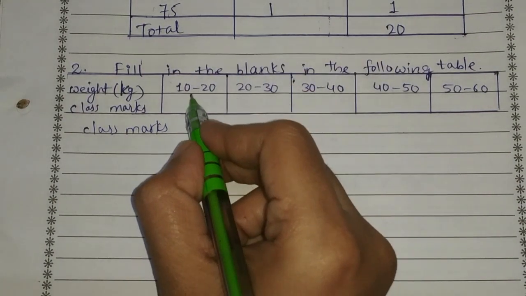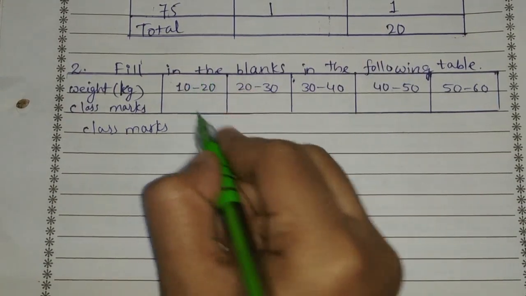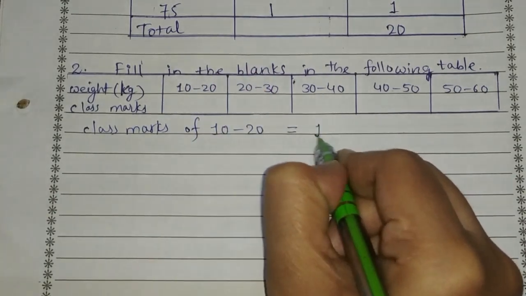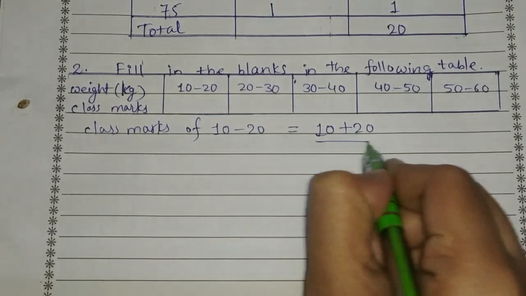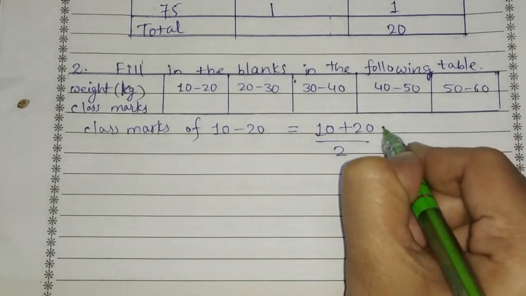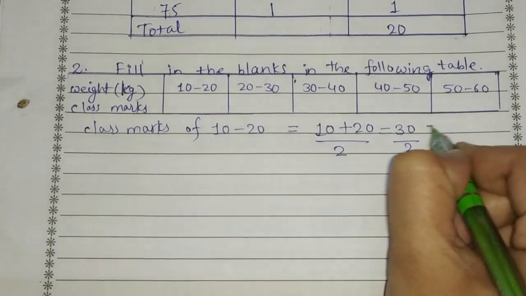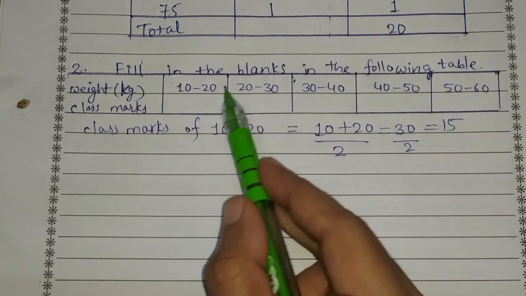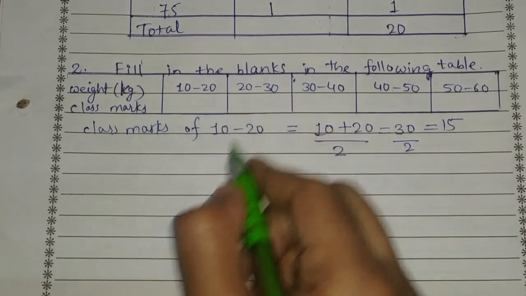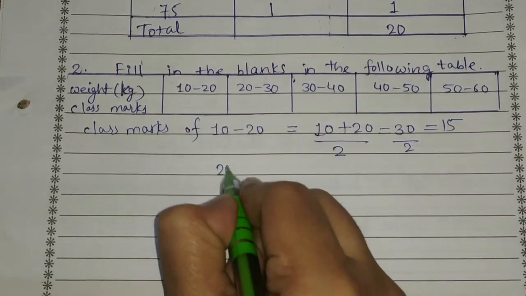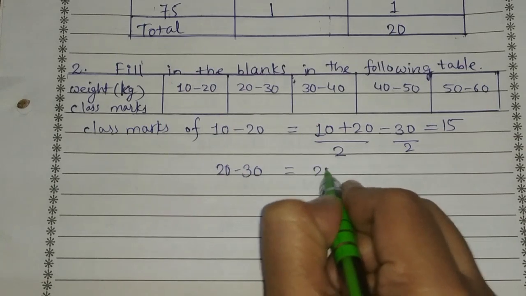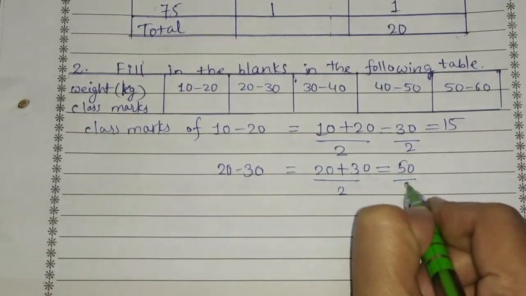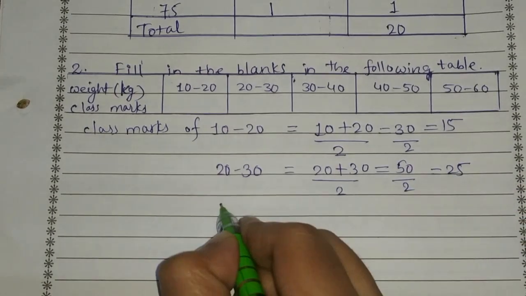Like here is the first interval, 10 to 20. The class mark of 10 to 20 is found by adding 10 plus 20 and dividing by 2. So you get 30 divided by 2, which is equal to 15. So 15 is the middle of this class interval. Similarly, for 20 to 30, we get 20 plus 30 divided by 2, which is 50 by 2, equal to 25.